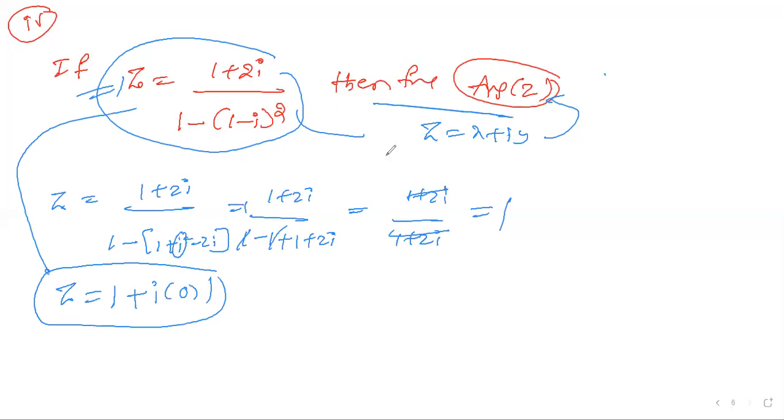Now what is arg z? Arg z means what? Angle. Angle means tan inverse of y by x. Y means what? How much? 0. X means what? 1. So something by 0, how much is it? Infinite.